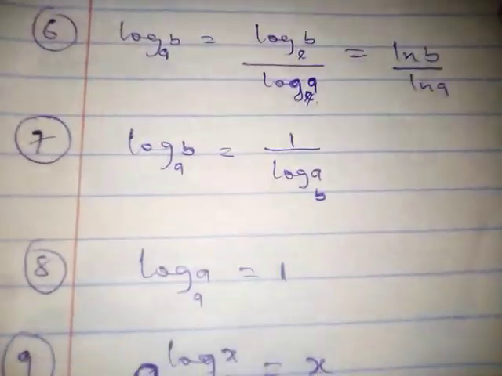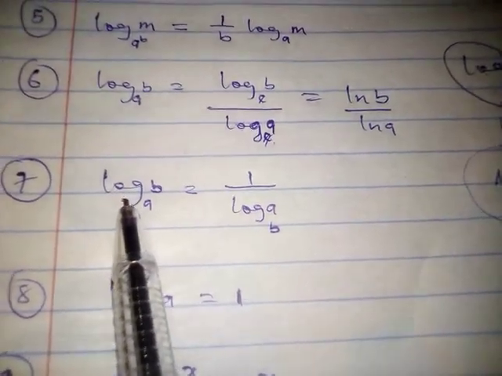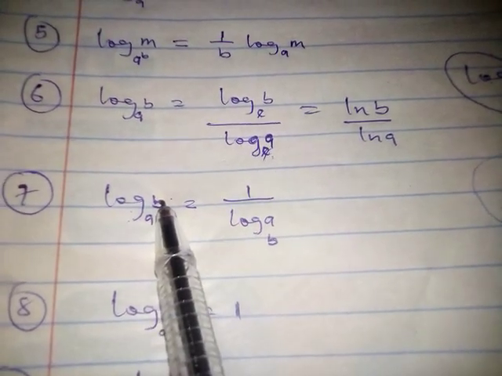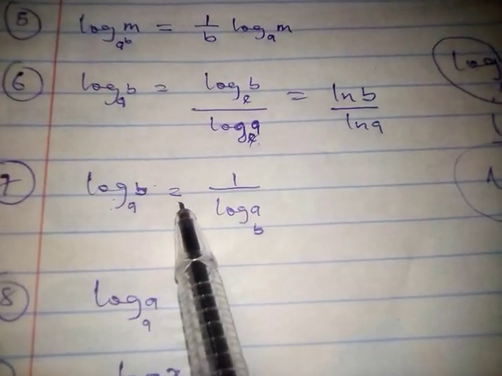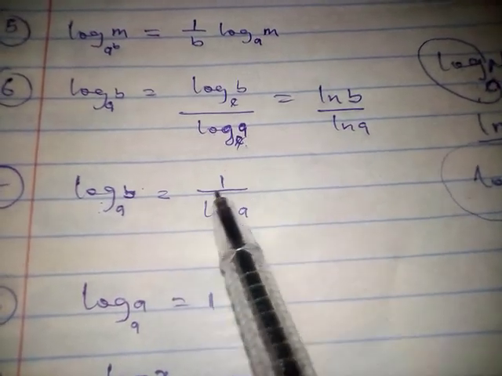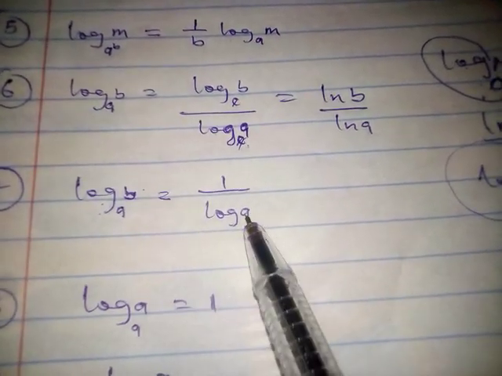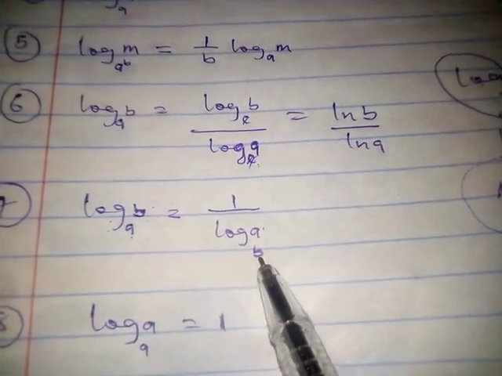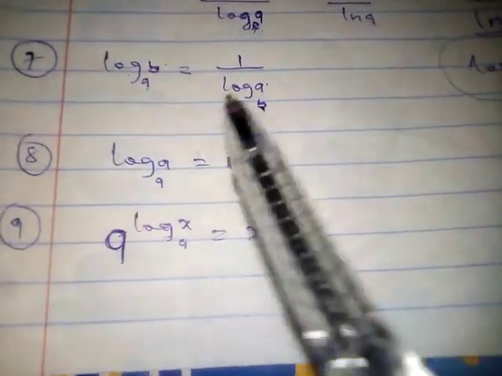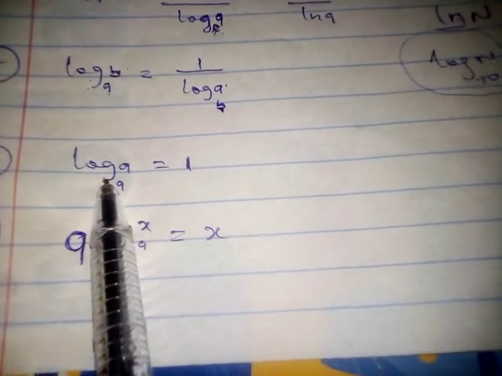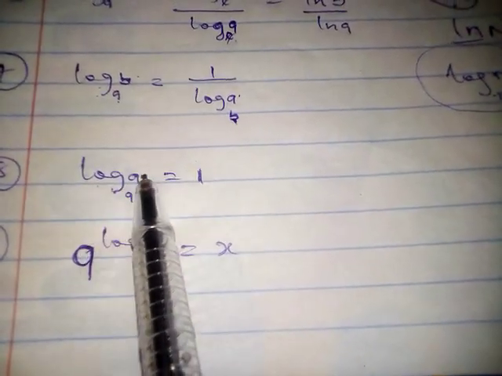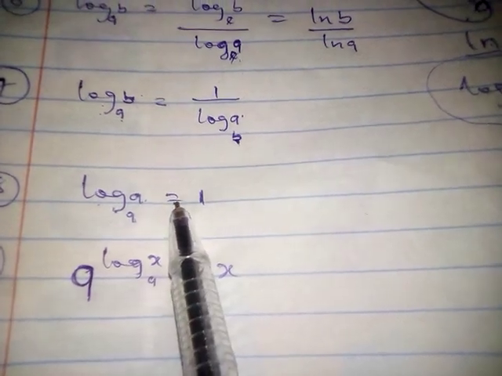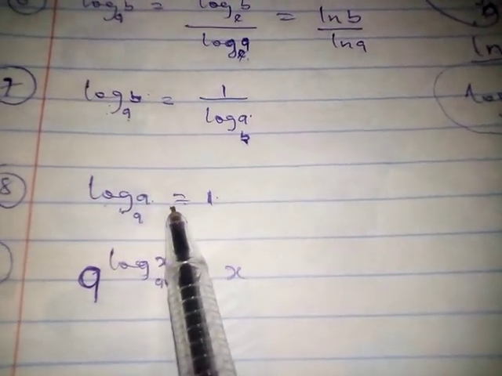Now another one: logarithm of the number b with respect to the base a is the same thing as saying 1 over, then you just switch this, so the base here becomes the number and the number here becomes the base. This is true for all logarithm where you have logarithm of a number and that number is also the base: the answer is always equal to 1. This also has a proof.